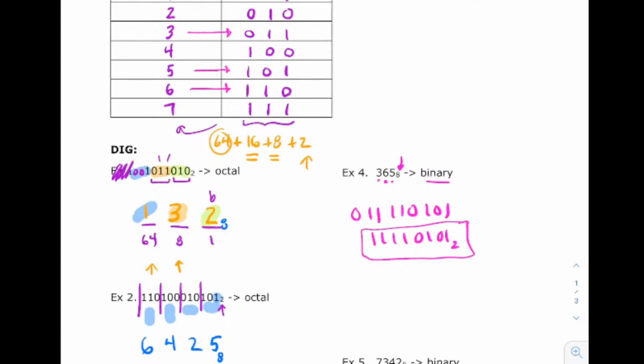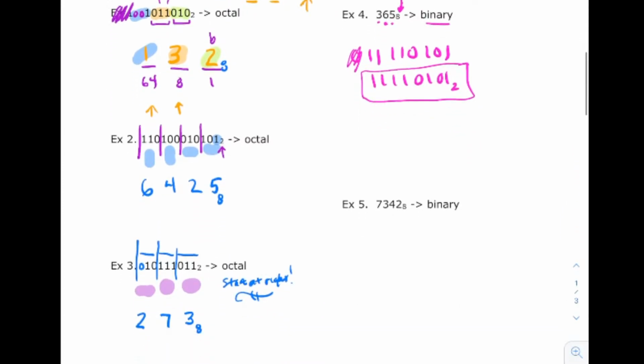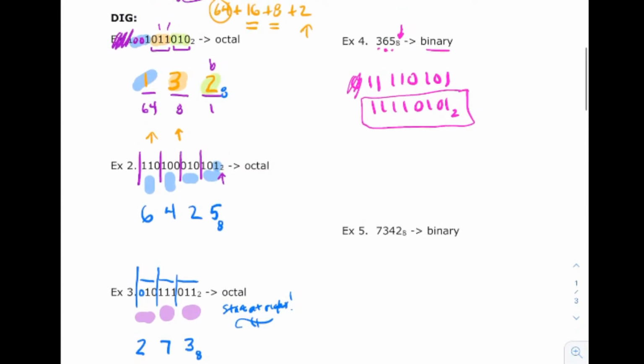Put a little 2 there for emphasis, maybe. Okay, the leading 0 is kind of optional. You don't really need it. But there you go. There's your binary. And if you want to verify it, you certainly can. Convert both to base 10 or something just for fun.